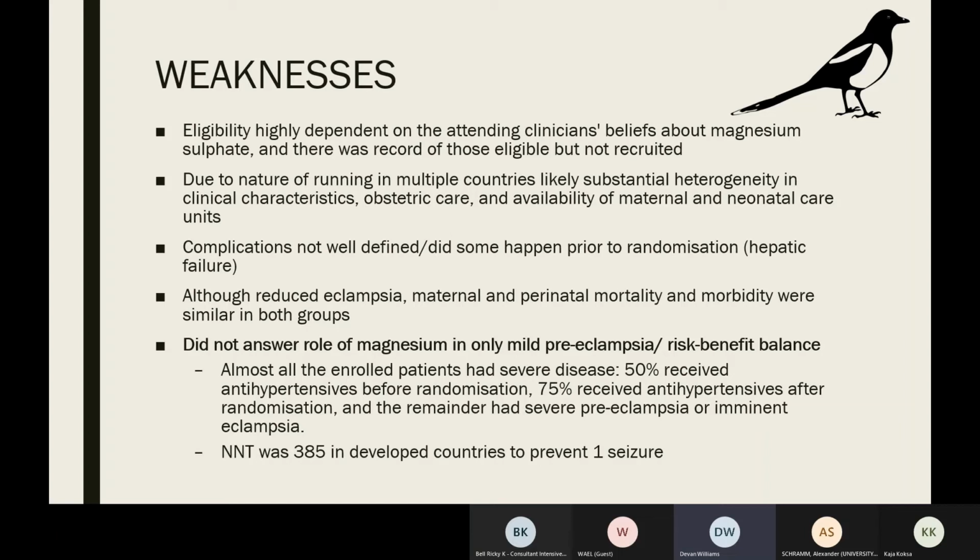Most of the patients had severe disease, and half of them had antihypertensives prior to starting, with 75% having them during the randomization process. And with the subgroup analysis, looking down, the number needed to treat is almost 400 in developed countries to prevent one seizure. Another interesting outcome was the fact that none of the deaths happened in well-developed countries, and none of the deaths that did happen were directly attributable to eclampsia.